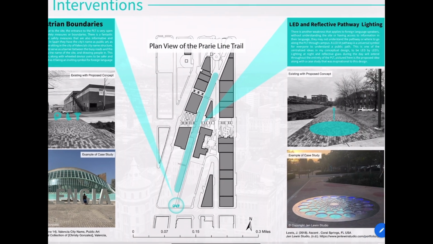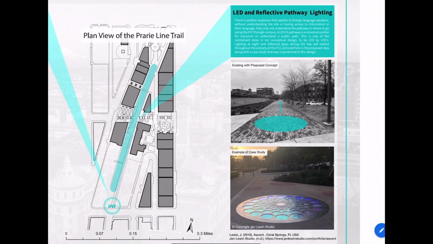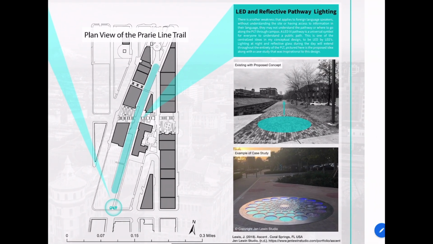Last but not least, LED and reflective pathway lighting. There is another weakness that applies to foreign language speakers. Without understanding the site or having access to information in their language, they may not understand the pathway or where to go along the PLT through campus. An LED-lit pathway is a universal symbol for everyone to understand a public path.